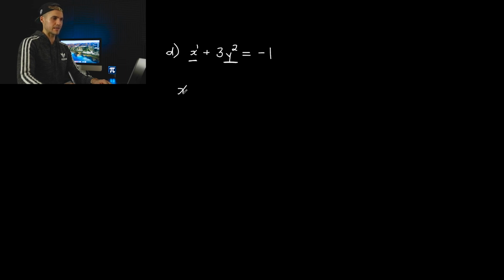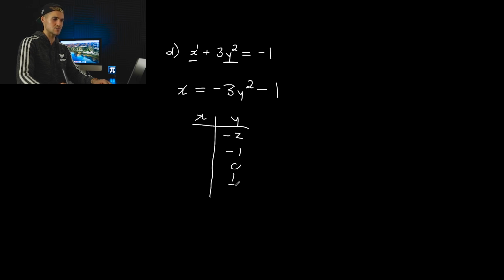So again, what I like to do, get the x by itself. So I'm going to bring the 3y squared over. So I'll have negative 3y squared minus 1, like this. And then you can make a table of values and see how is that x value going to behave for certain y values if we plug in y values. So we could plug in negative 2, negative 1, 0, 1, and 2.